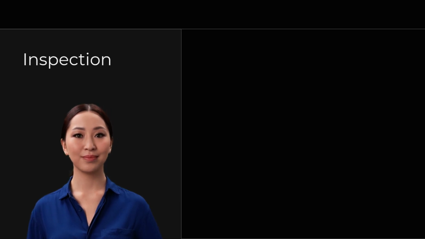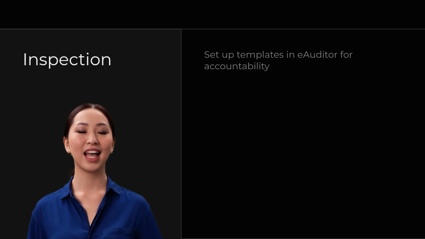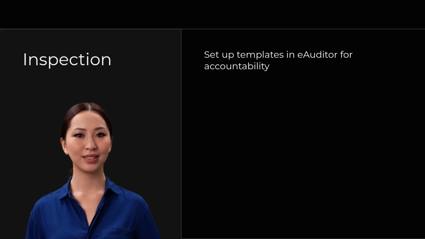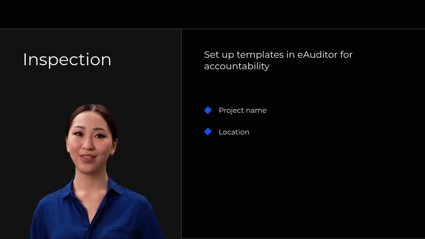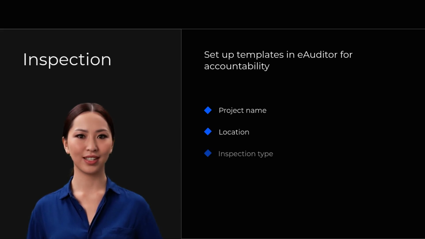Setting up the inspection template in eAuditor is crucial. Record project name, location, and inspection details for accountability. Include the area inspected, date, time, and inspector's name. Specify the type of inspection, whether initial, commissioning, or follow-up. This ensures a clear audit trail.